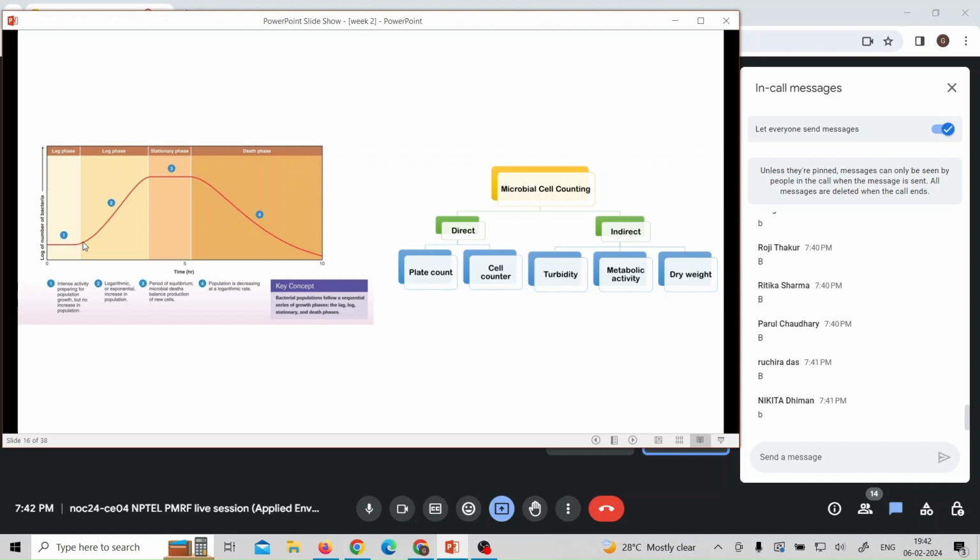Why not directly going down here? Why is there a stationary phase? What does it signify?